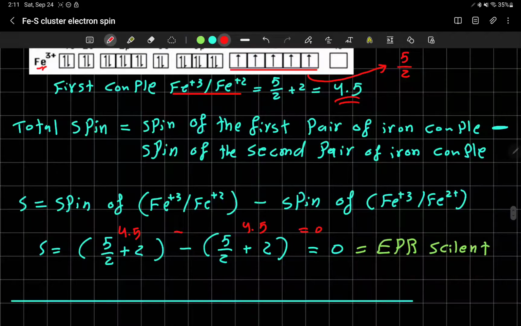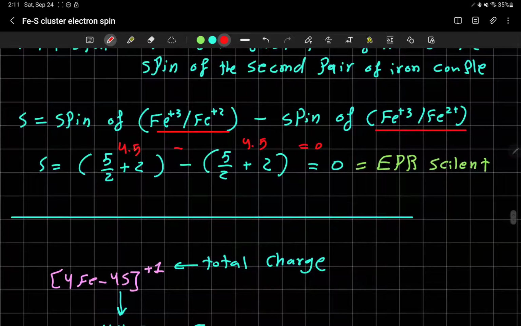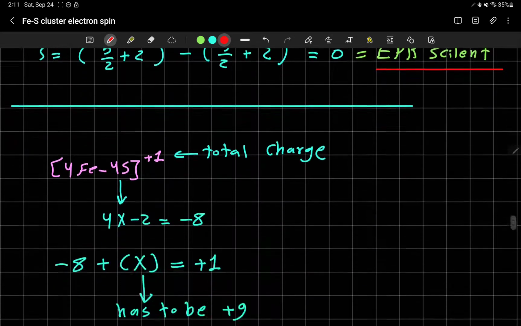So the total spin is the spin of the first iron pair minus the spin of the second one. The spin of this pair minus the spin of this pair, which in this case is the same: 4.5, or 5 over 2 plus 2. Minus 4.5 will be 0. So this is again EPR silent.